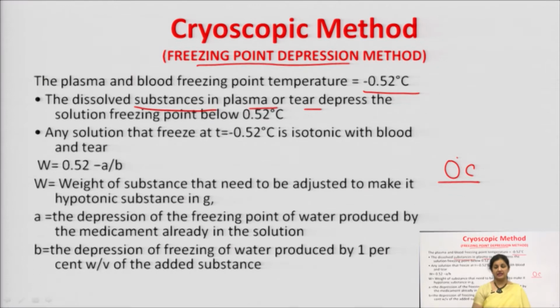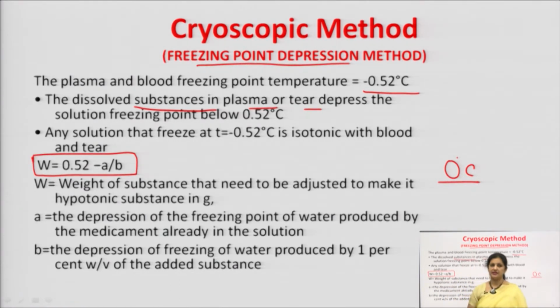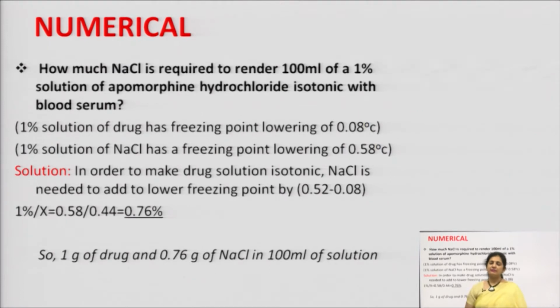In order to calculate how much solute we need to add so that we can make a solution isotonic with the blood, we have a formula which is given as W = (0.52 - A) / B, where W is the weight of the substance, in grams, that needs to be added to make it isotonic, A is the depression of the freezing point of water produced by the medicament already in the solution, right? And B is the depression of freezing point of water produced by 1% weight by volume of the added substance. Let us study with the help of an example here.